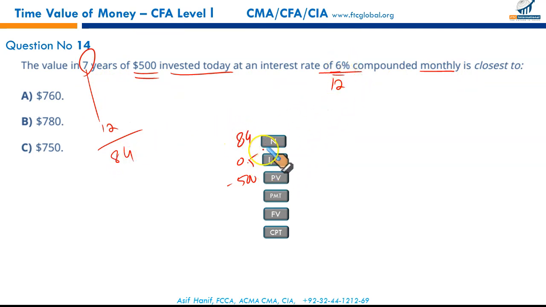So there are a total of 84 periods. Interest rate on a monthly basis is 0.5. Payment to be made, single payment. It's not a repetitive payment. It's a single payment invested now. What will be its future value? Simply punch it in your calculator, and you will get your result. And I'm sure most of you got it absolutely right. That is 760. Very good.